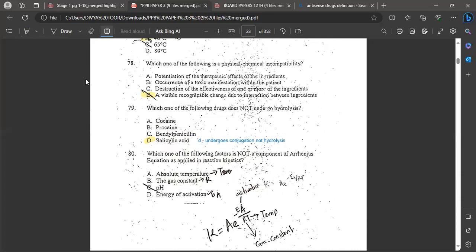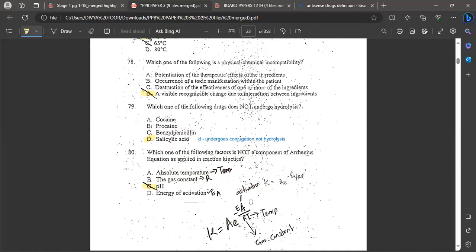Okay, so we move. Which of the following factors is not a component of the Arrhenius equation as applied in reaction kinetics? Absolute temperature is there, gas constant R is there, activation energy is there, so pH. Anyone who thinks otherwise? No, right? Okay.